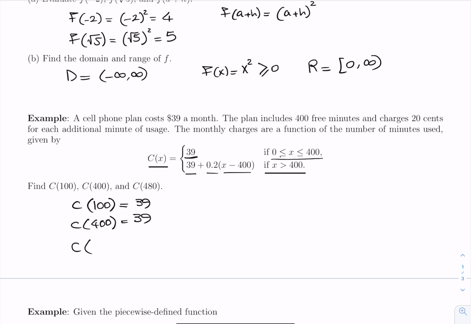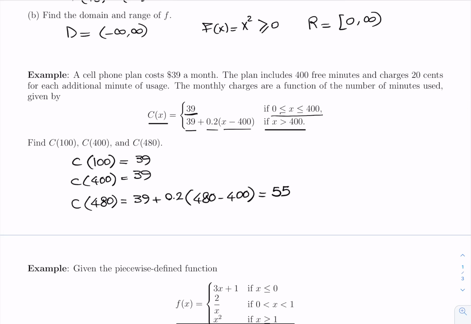Now the cost for 480 minutes. Now this is exceeding 400 minutes. So I'm going to use the second formula presented in this function, that is 39 plus 20 cents times 480 minus 400, and that will be $55.